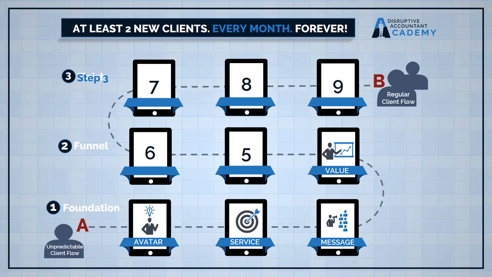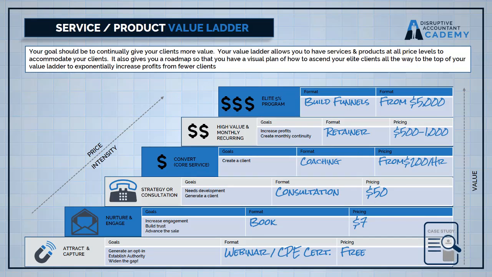So this is how a typical value ladder is structured. At the bottom, there's what we call the free educational products or content, and this is known as a lead magnet, and we use that to attract new prospects into our business. My lead magnet in this case was the free webinar.